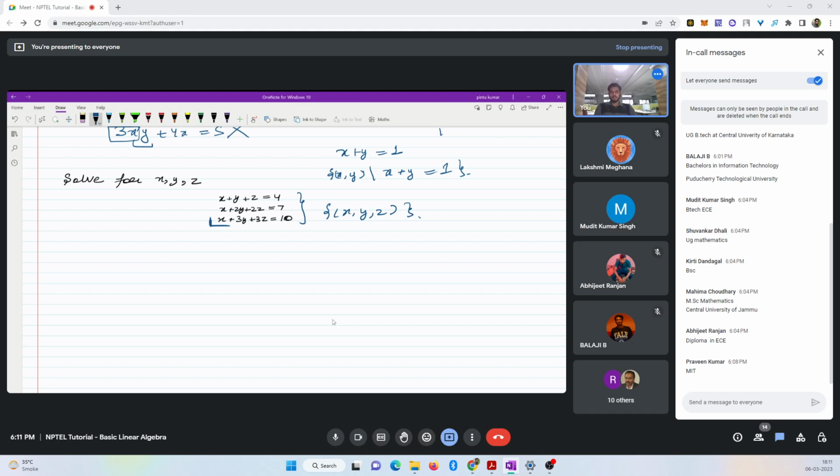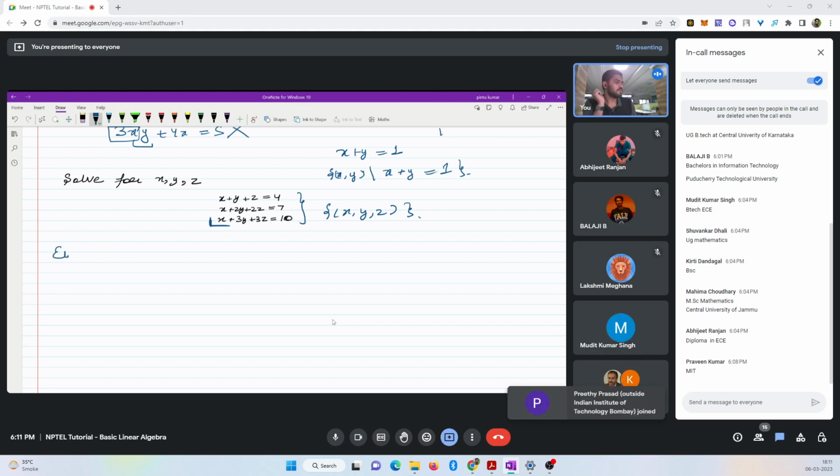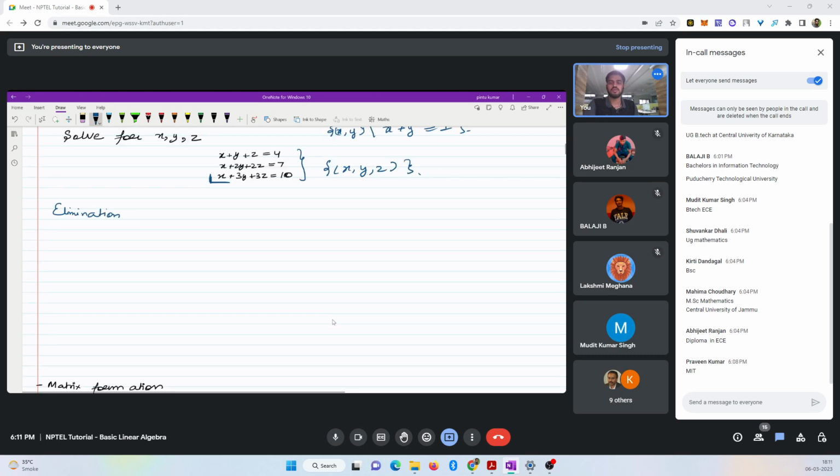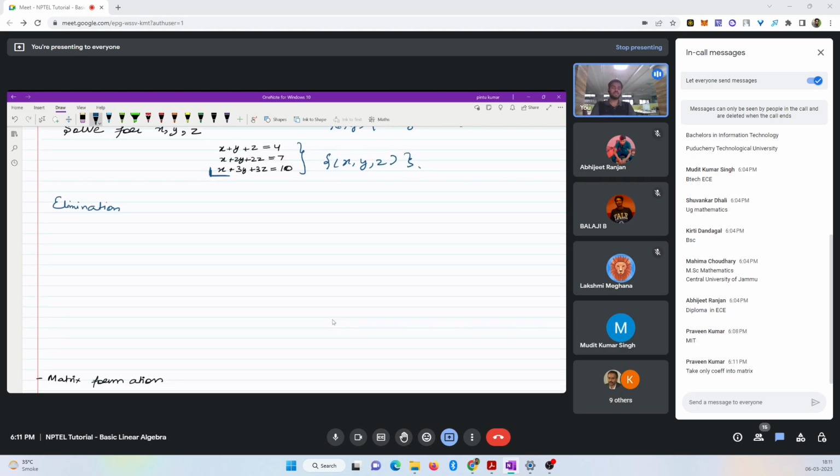I'll talk about the elimination method over here. In the elimination method, we try to eliminate variables from these equations. We'll go into matrices a bit later. Right now, I'm just talking about how we generally dealt with this in schooling.